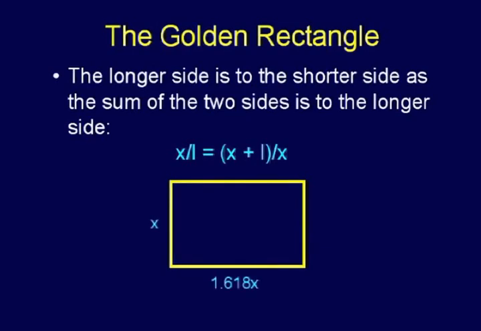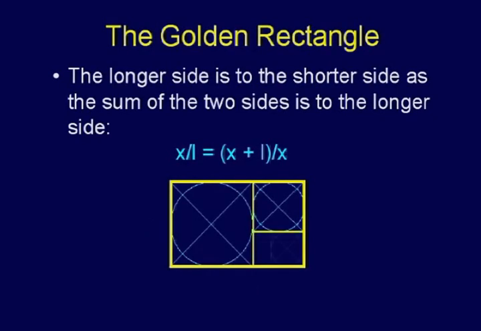The ratio of the short side to the long side is 1.618 of the short side. But the point is, if you take a square out of that, you still end up with a golden rectangle. If you take a square out of that, you end up with a golden rectangle, and so forth. You follow me? It's got some interesting mathematical properties, and on it goes.